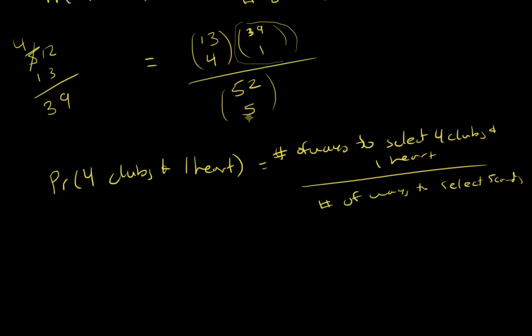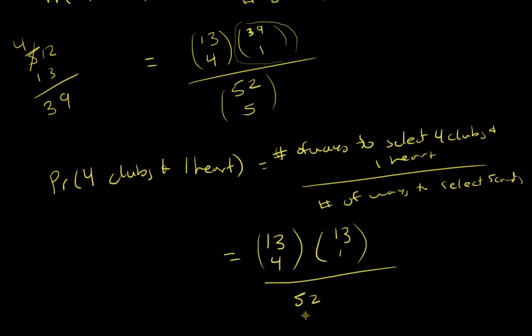Here it tells us very clearly we're selecting 4 clubs, so this is 13 choose 4, and then we're choosing 1 heart. Well, how many hearts are there? There's 13 hearts, so now it's 13 choose 1. Instead of it being 39, because that could have been any other card, now it needs to be a heart, so it's going to be 13 choose 1. And then we have 52 choose 5. All right, so you can simplify that and solve.